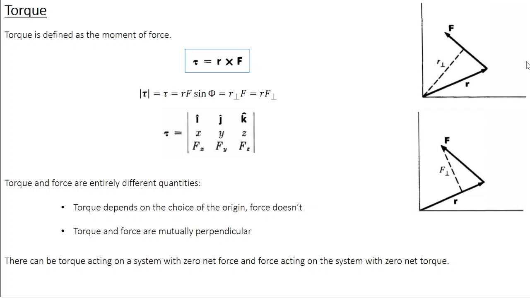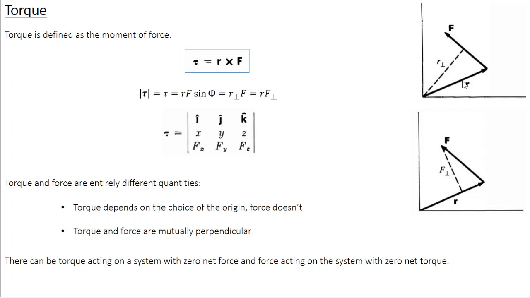So if you have a point mass at this point which has some sense of rotation about this origin, let r be the position vector of the point mass and F is the force acting on it, and this is the direction of F, then torque tau is defined as r cross F. Since this is a cross product, you can notice that torque is perpendicular to both r and F.